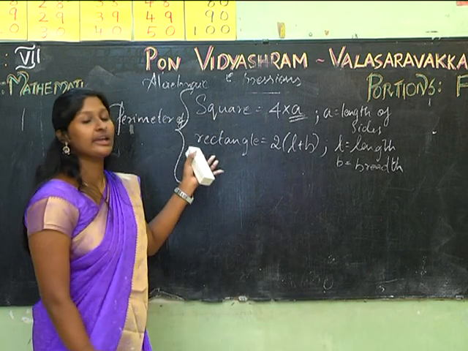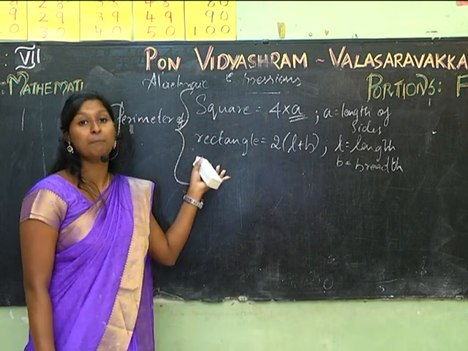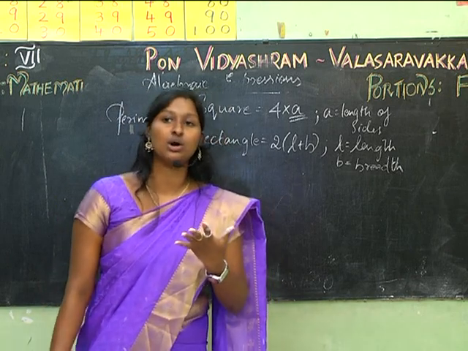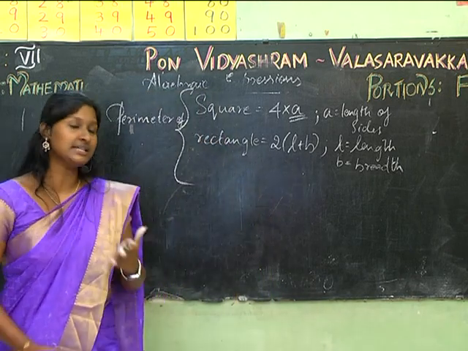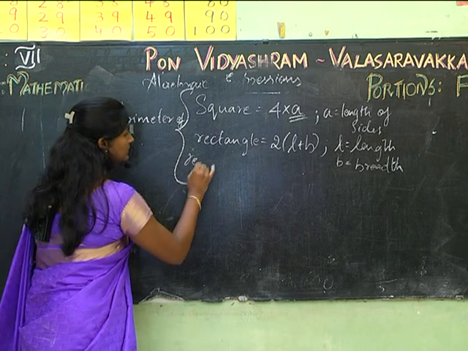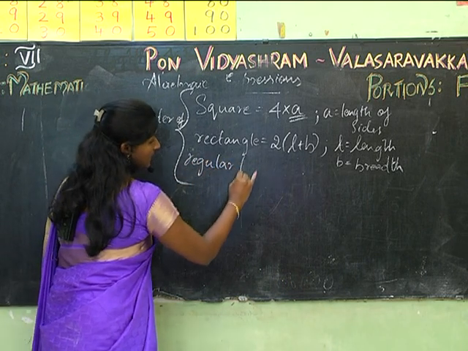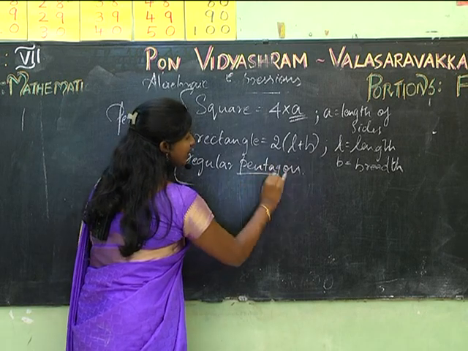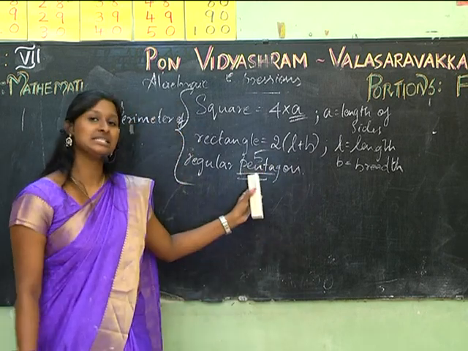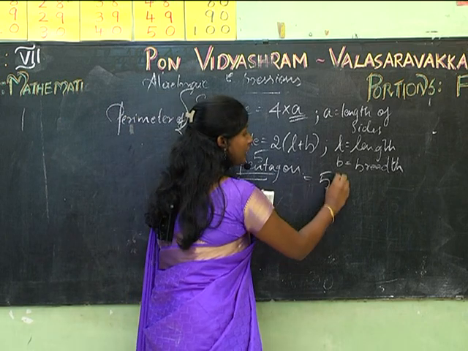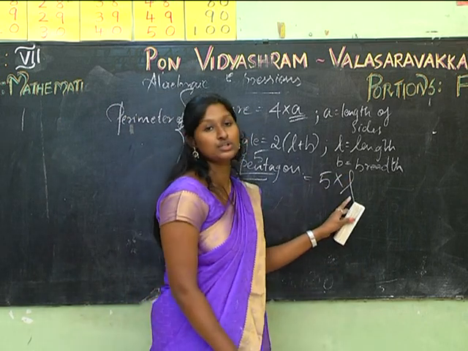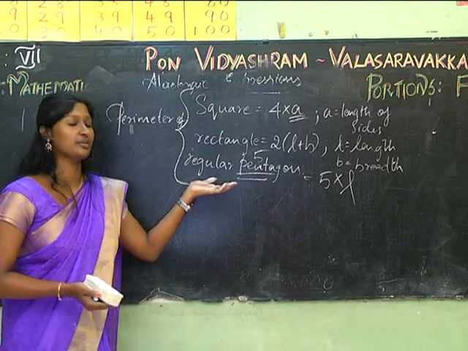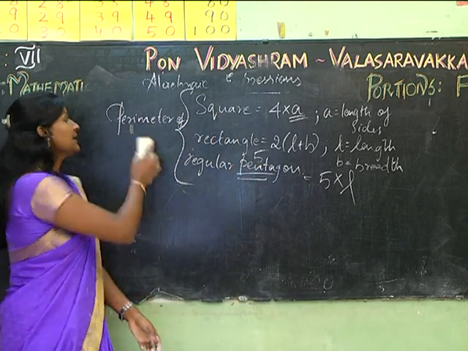In a similar way, I can find the perimeter of the regular pentagon. The word pentagon means, penta means 5, so the regular pentagon has 5 sides. So the perimeter is 5 into L, where L refers to the length of each side of the regular pentagon.